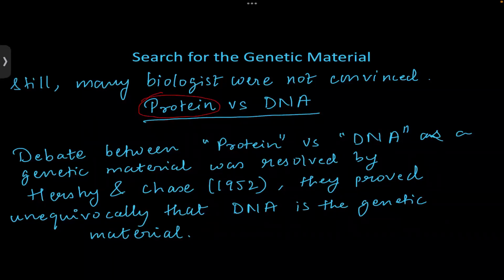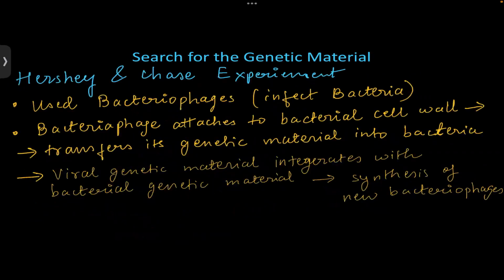What could be genetic material, whether it is protein or whether it is DNA. This debate was ultimately resolved by Hershey and Chase in 1952. They proved unequivocally, without any doubt, that DNA is in fact genetic material. How did they do it? They did it through an experiment, obviously. So what was their experiment?